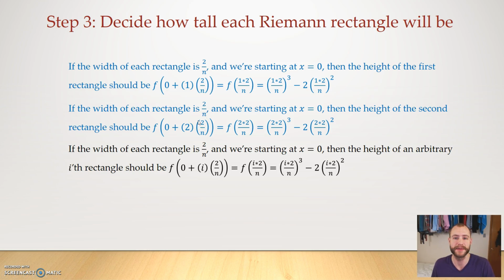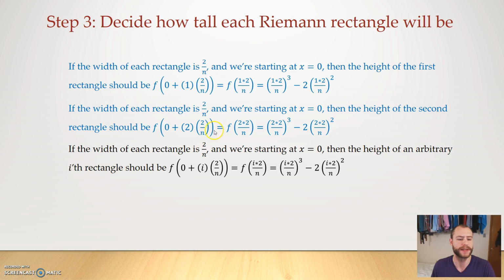I just do it because it helps me understand what is going on. So I'm starting at 0, I take 2 copies of 2 over n, and I want to know the function value evaluated there. That's going to give me the right endpoint of the second rectangle, and it's giving me the height of my second rectangle. That's equal to f at 2 times 2 over n. The 0 means nothing to me. I cube it, and then I take away 2 copies of its square, because that's the rule of this function.